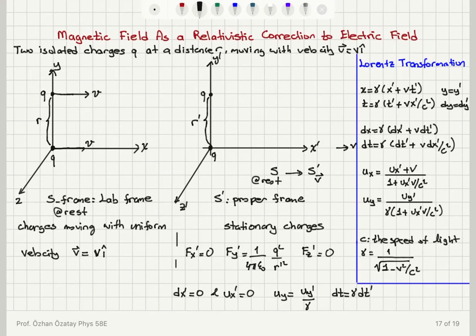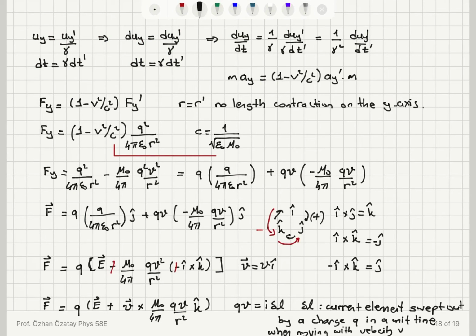Because the force is given by mass times acceleration, if you look at how the acceleration transforms between these two reference frames, uy equals uy prime over gamma, duy equals duy prime over gamma, dt is gamma dt prime. You can see that the acceleration transforms as 1 over gamma squared times the acceleration in the y direction in the prime reference frame. So the y force in the lab reference frame is 1 over gamma squared times the force in the S prime reference frame, which is 1 minus v squared over c squared times Fy prime.